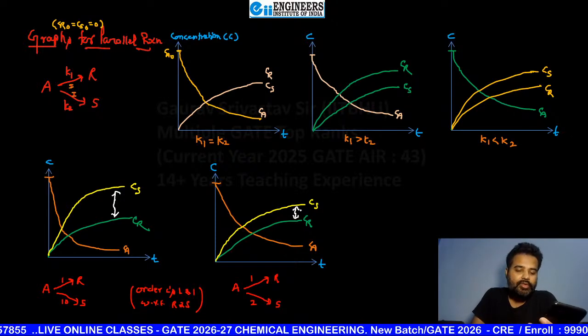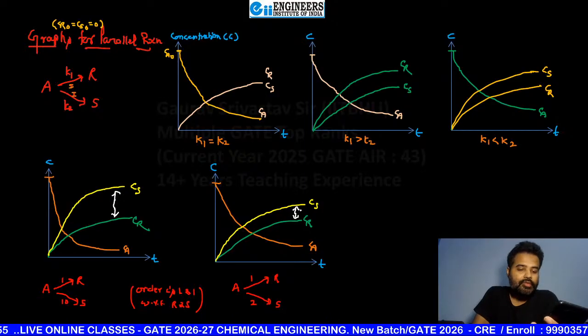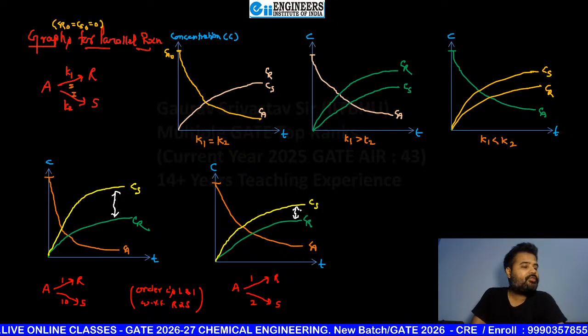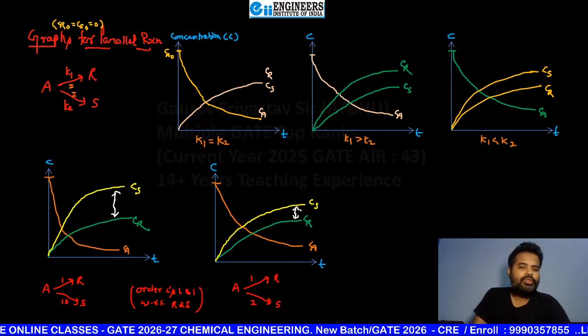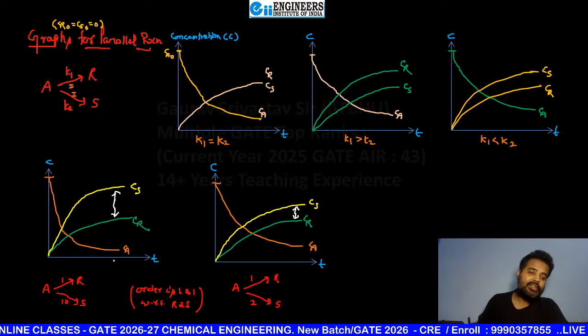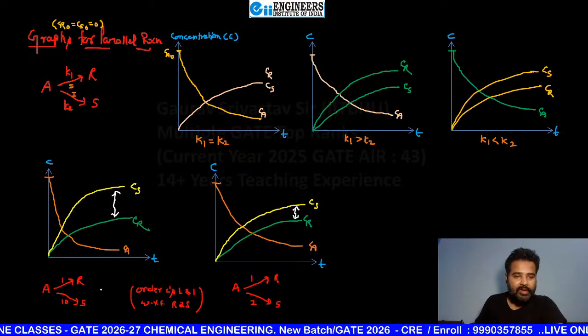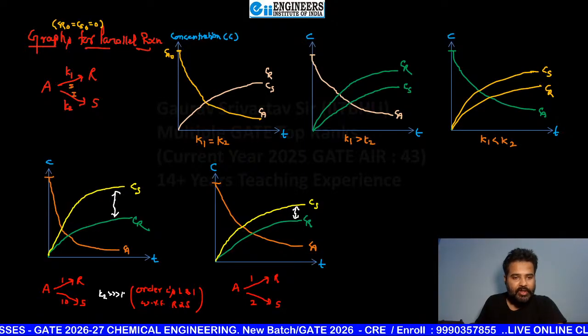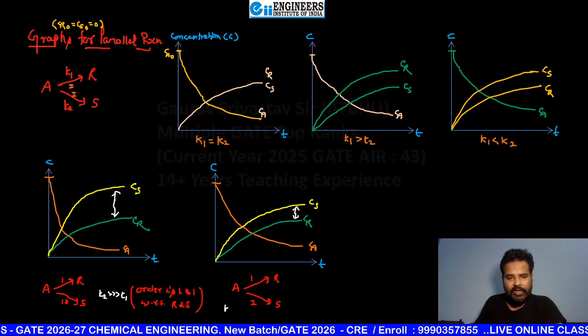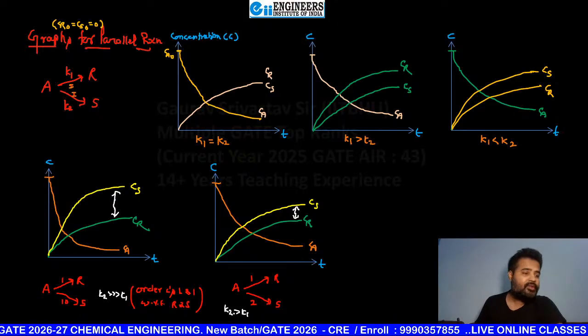Okay, very good. Sir, please repeat fourth and fifth graph. Prashant, the fourth and fifth graph is very easy. Here, I just told you that the value of this is K2. Here, K2 is much greater than K1. And here, K2 is just a little bit greater than K1, Prashant.